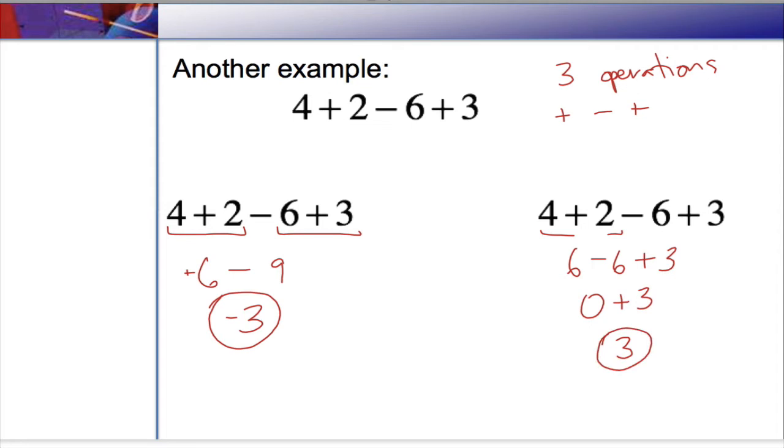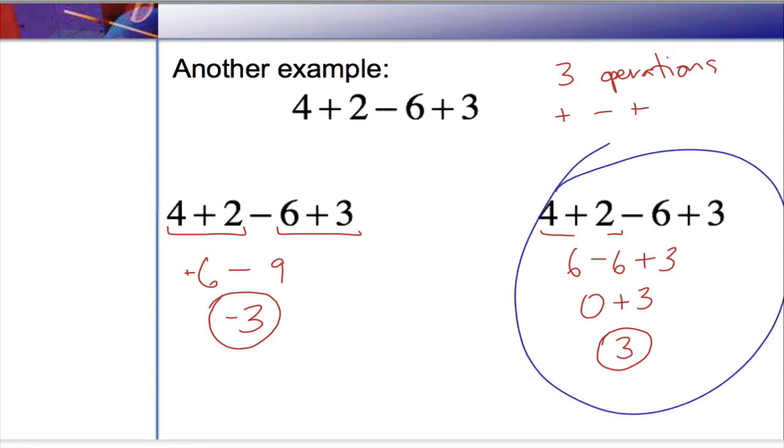So we get completely different results. One is positive and one is negative. Which one is correct? Well, I hope you know. This one is correct. So let's go through the order of operations and discuss how you know which way is correct.